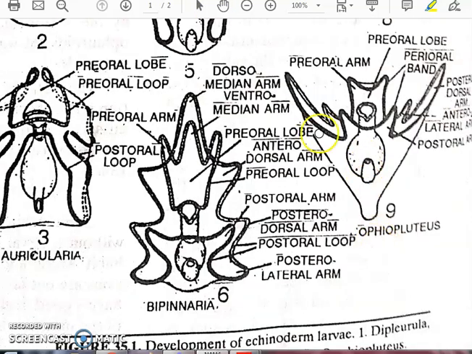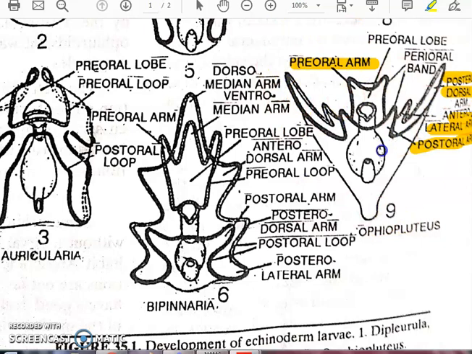This is the Ophiopluteus larva, figure 9. It is conical in shape, as you can see, and the preoral lobe is small in size. There are 4 pairs of arms: the preoral arm, postoral arm, anterolateral arm and posterodorsal arm. The posterodorsal arms are the longest, and they may be absent in some. These arms are supported by a skeleton of calcareous rods, and in the Ophiopluteus these rods are present in all the arms.